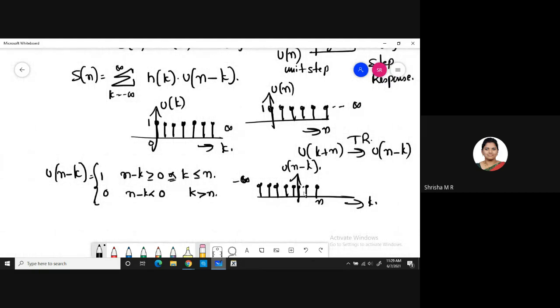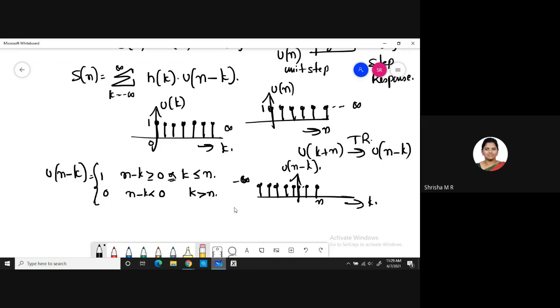It is equal to 1, amplitude 1, when n minus k is greater than or equal to 0. Or you can say if k is less than or equal to n, then u of n minus k is 1. It is 0 if n minus k is less than 0, or if k is greater than n, the signal amplitude is equal to 0. This is the definition of u of n minus k.